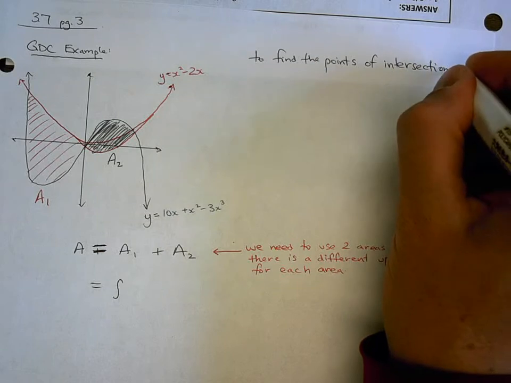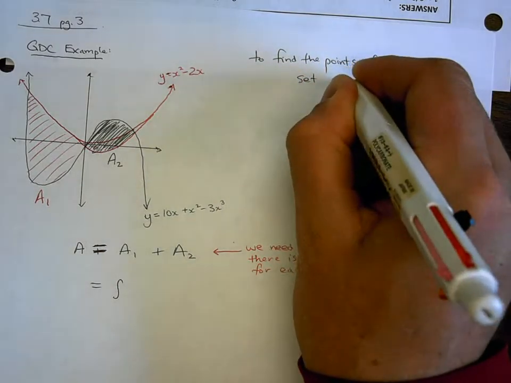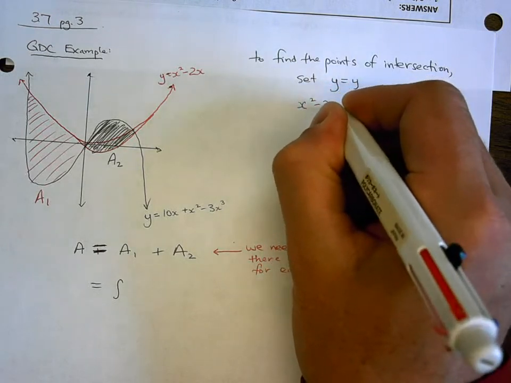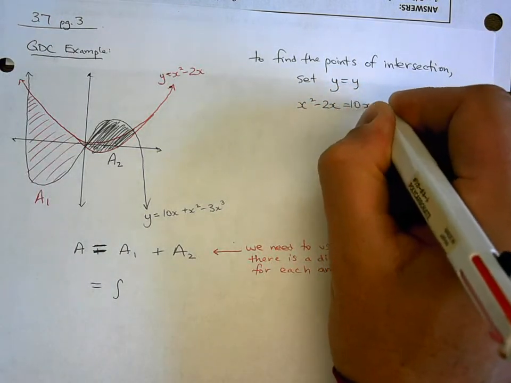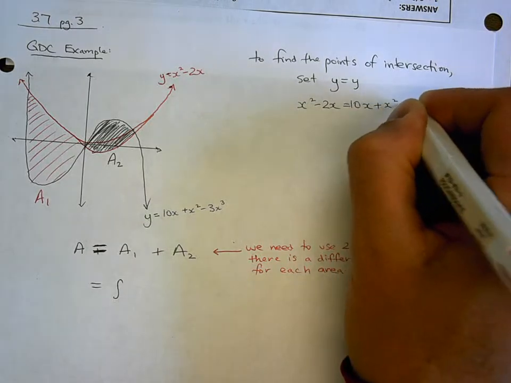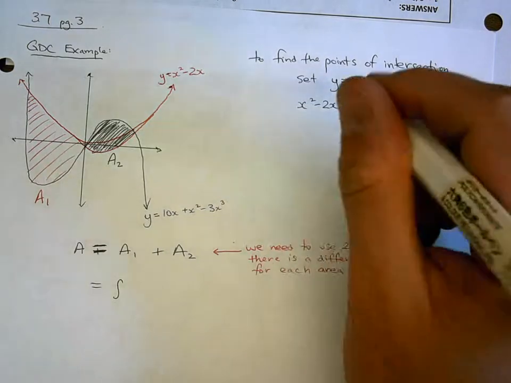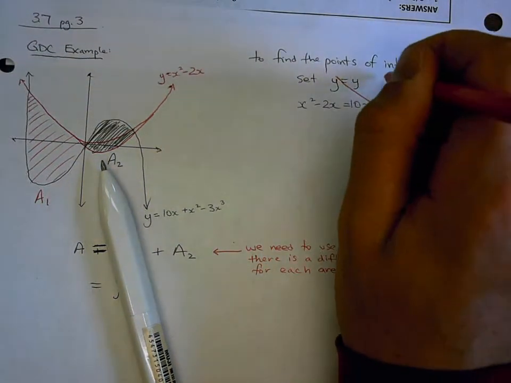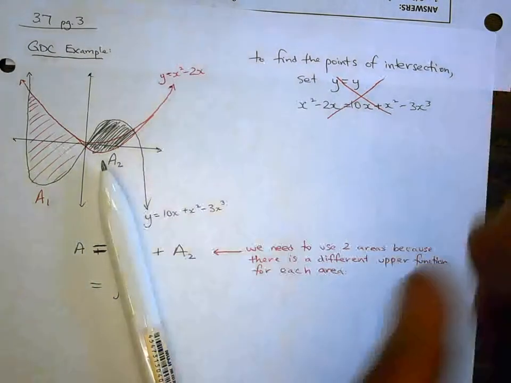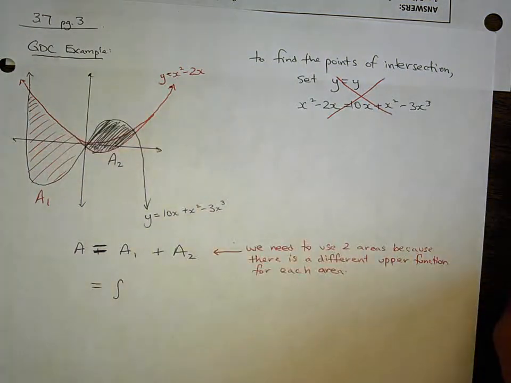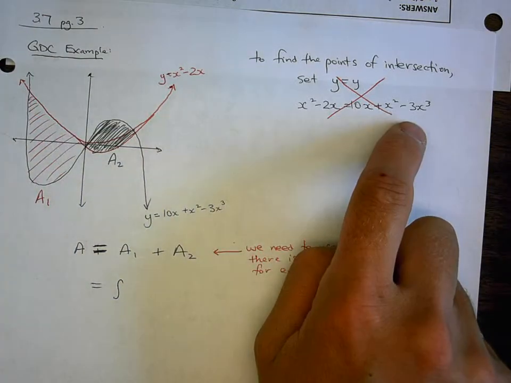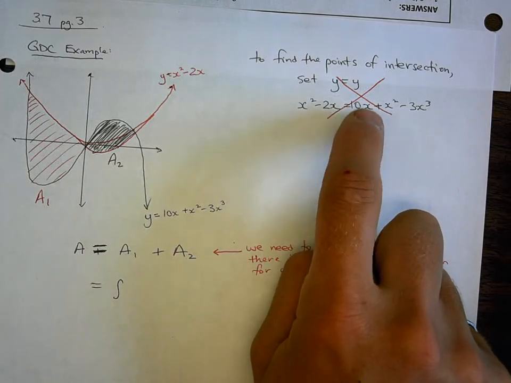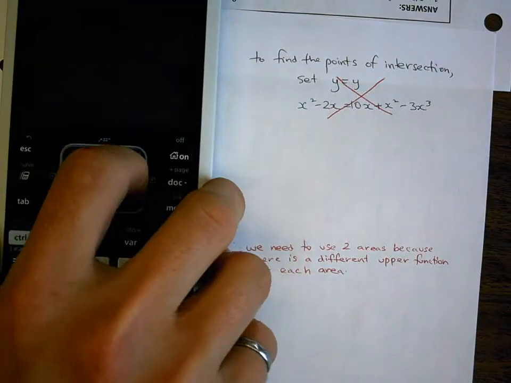we have to set y equal to y, so we have to set x squared minus 2x equal to 10x plus x squared minus 3x cubed. And then we have to solve for x. No, wait a second. We don't have to do that because we're in a calculator exam. We're in a GDC exam. So there's no way I'm going to solve a difficult cubic equation like this by myself. I'm going to use my calculator.